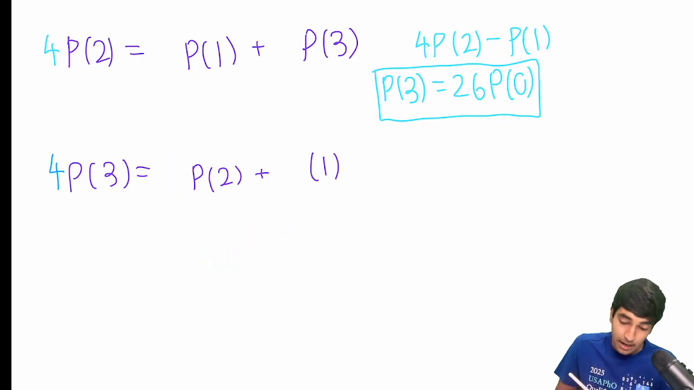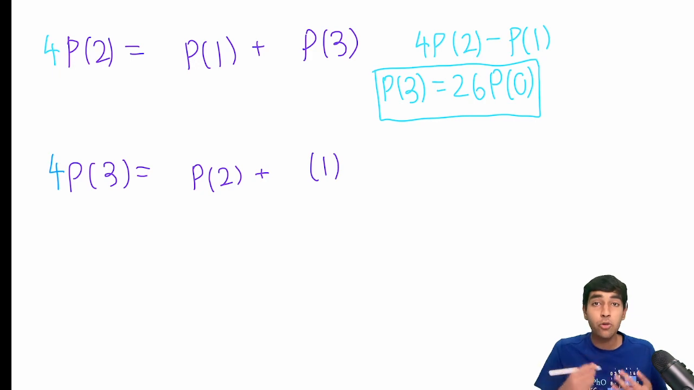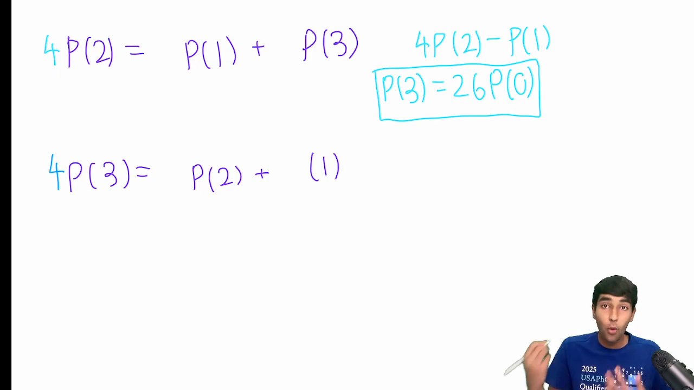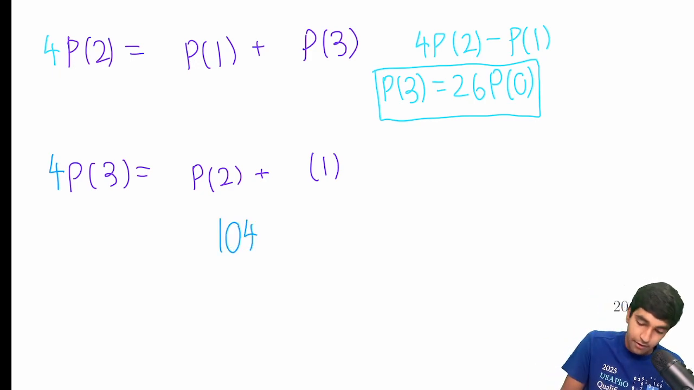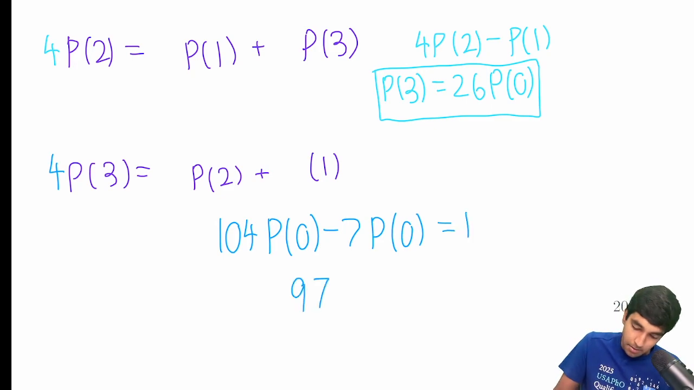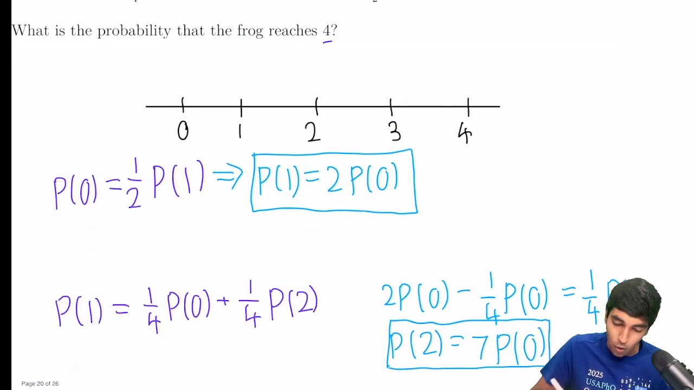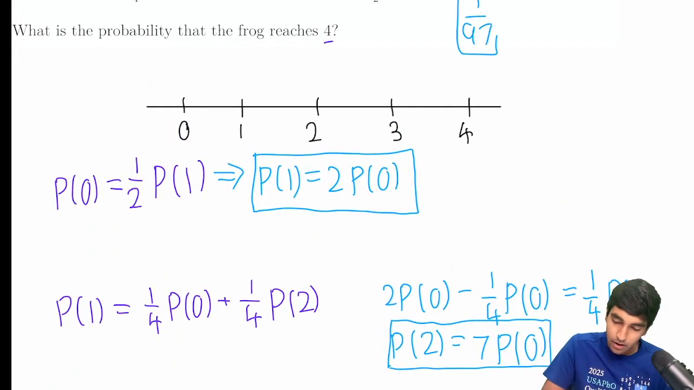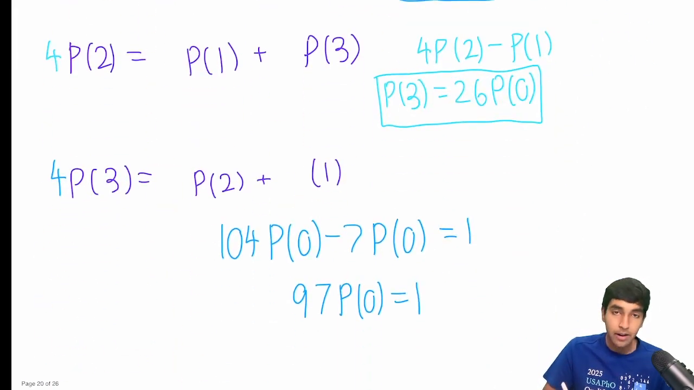Let's just multiply it by 4 first of all, right? So now we have 4 times P of 3, that's 4 times 26, which is 104 P of 0. So 104 P of 0 minus P of 2, that's 7 P of 0, equals 1. So 97 P of 0 equals 1. So our answer is just 1 over 97, right? P of 0 is 1 over 97 from this equation.